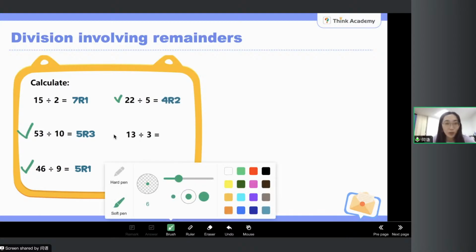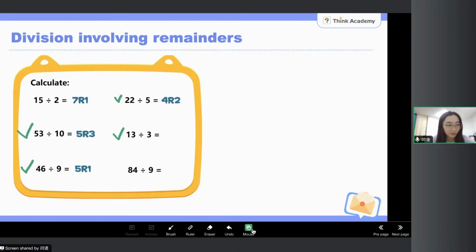Okay, and the next one, what about the 13 divided by 3? 13 divided by 3. Okay, good. That is 4, remainder 1. Okay, and then next one, what about the 84 divided by 9? 84 divided by 9. The answer is, yes, 9, remainder 3.